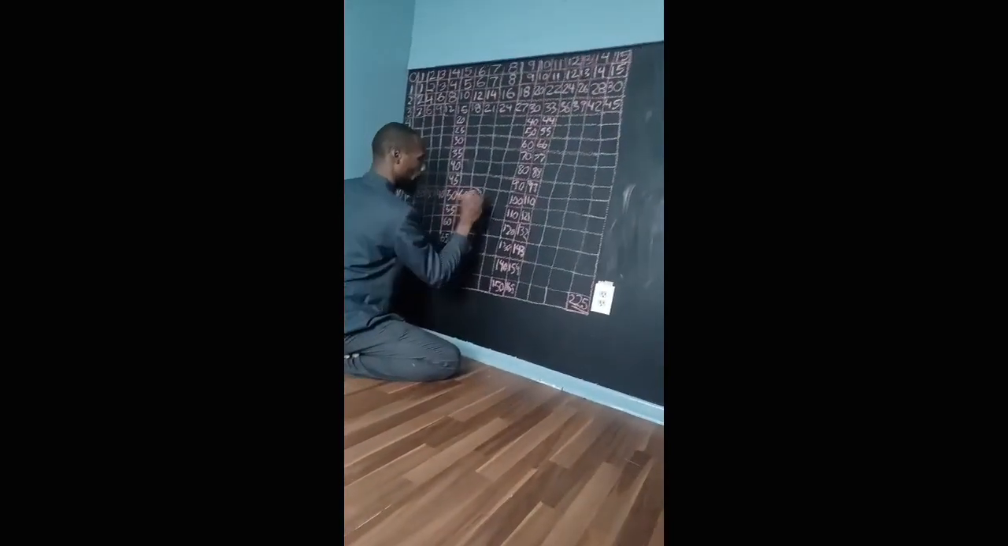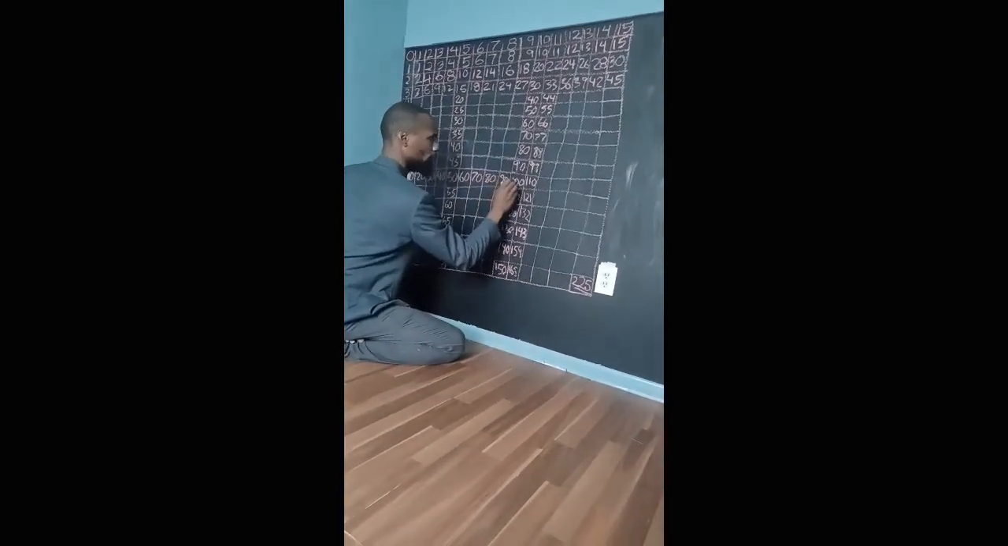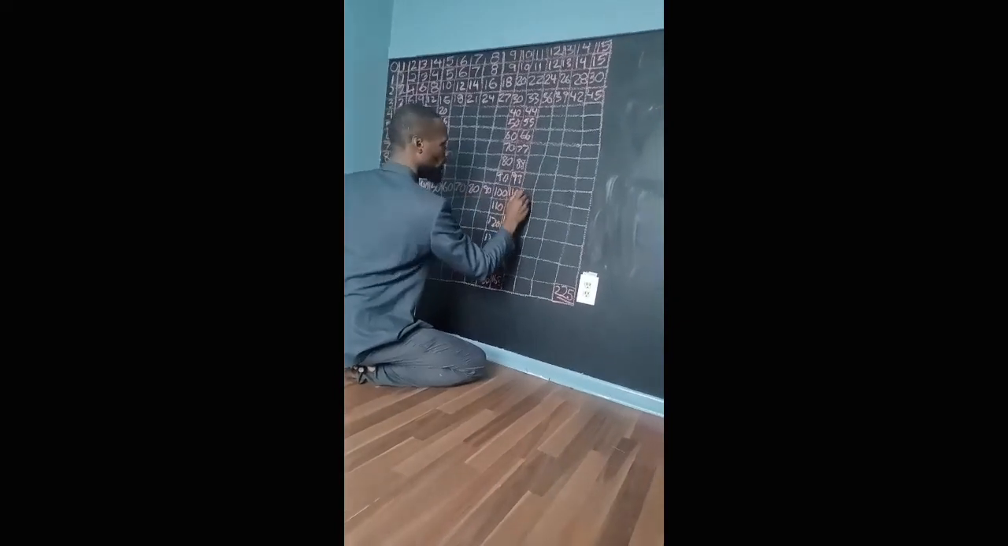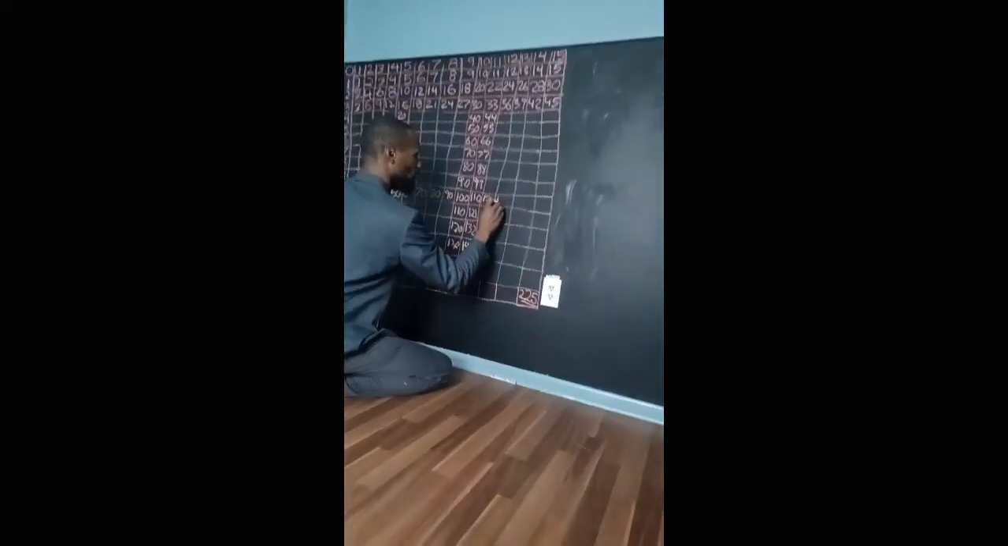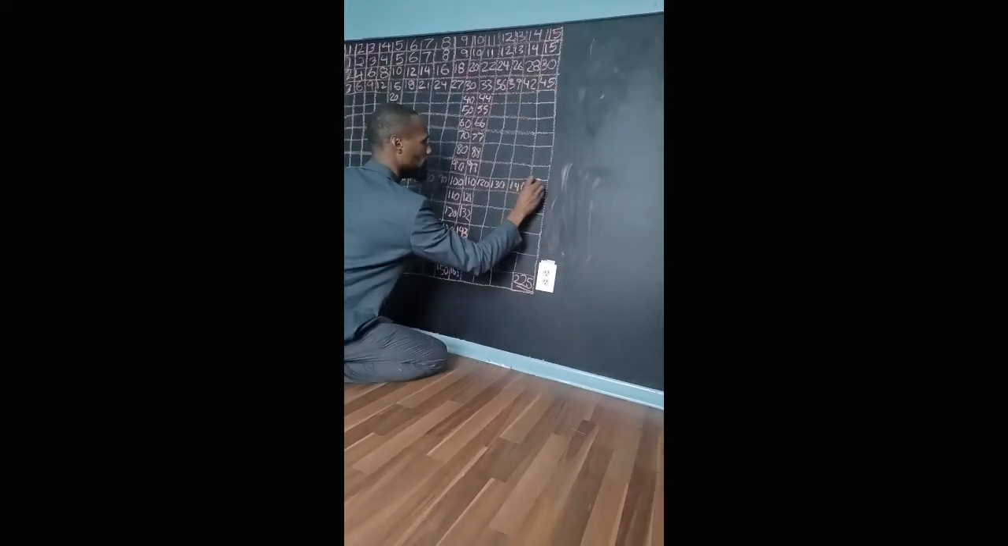60, 70, 80, 90. We already did 100, 110. Keep going. 120, 130, 140, 150.